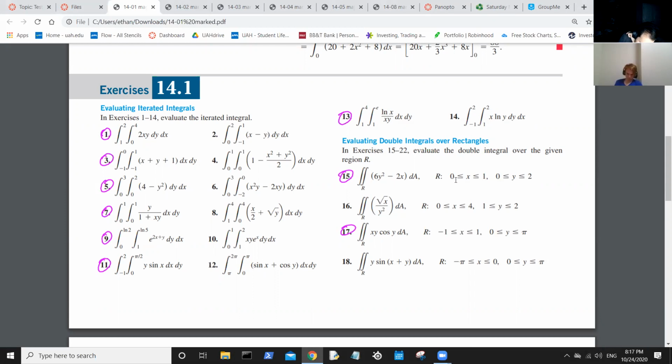You plug in 1, and you will have ln of 1 plus y. So now we take the integral from 0 to 1 of ln 1 plus y, with respect to y, evaluated later. You know what this is? If you want to, you can do it the general way, or it's integration by parts.